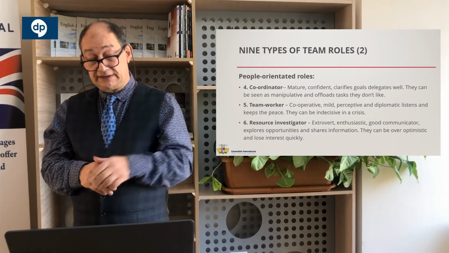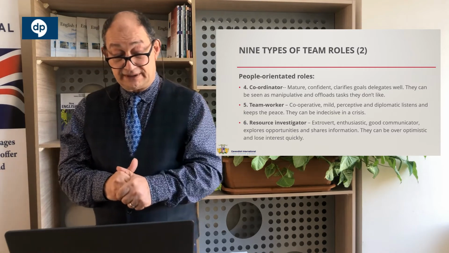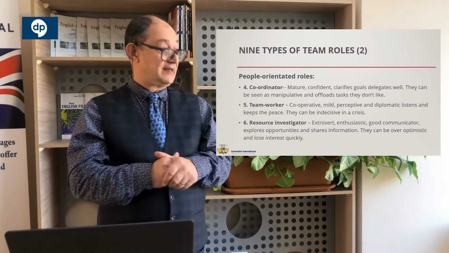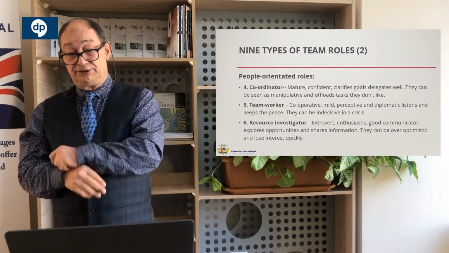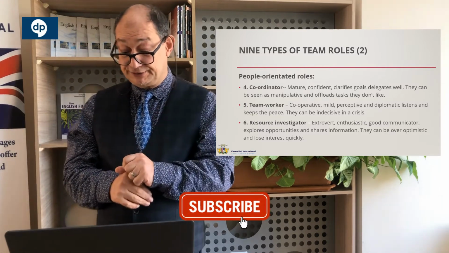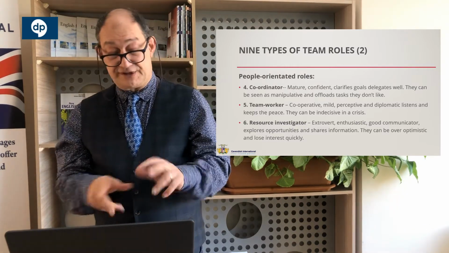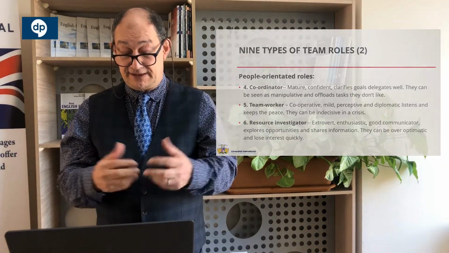Now the third one within the people-oriented roles, they are resource investigators. These are the people who can go out and get things for you. They are very good communicators. They are good at searches, finding things and getting things for the team sorted out.